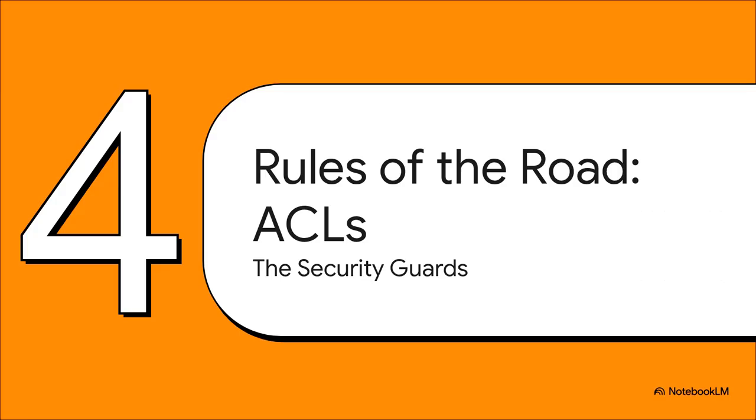All right, our guest lists, our object groups are ready. Now we need to hire the security guards. That's where access control lists, or ACLs, come in. These are the rules of the road. They stand at the door of each interface and check every single packet to see if it's allowed in or not.